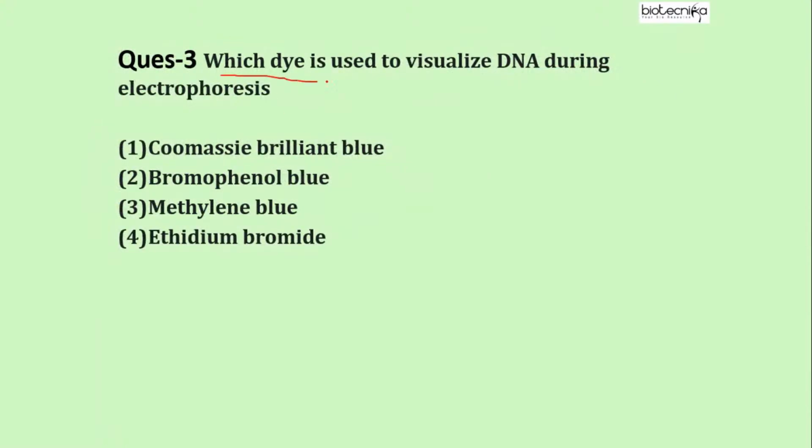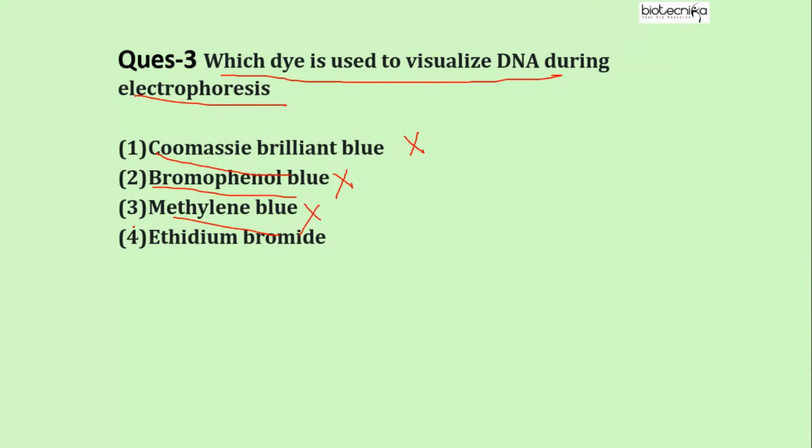So, which dye is used to visualize DNA using electrophoresis? Very simple question. What dye can you use to visualize your isolated DNA fragments? Because you cannot see your fragments in DNA gel electrophoresis, you have to visualize them and isolate or elute your gene of interest. So how will you do it? Is it Coomassie brilliant blue? No, we have not at all studied that. Is it bromophenol blue? No. Methylene blue? No, we have not at all discussed that.